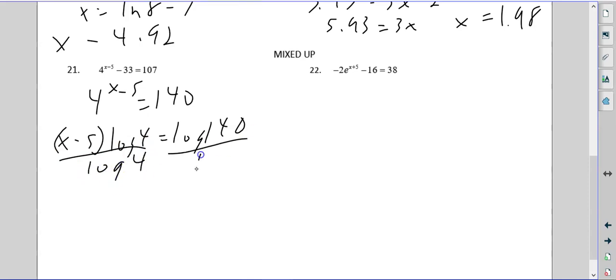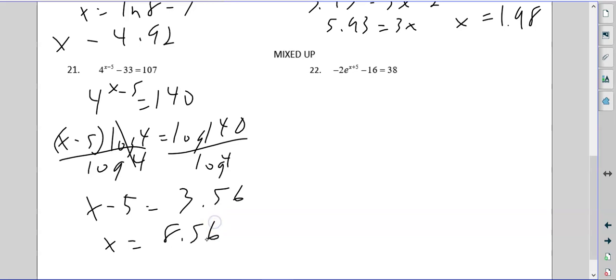So I'm going to divide by log 4. Log 4, that's going to cancel. So when I do log 140, divide it by log 4, I get x minus 5 equal to 3.56. I add 5 to both sides, I get x equals 8.56.